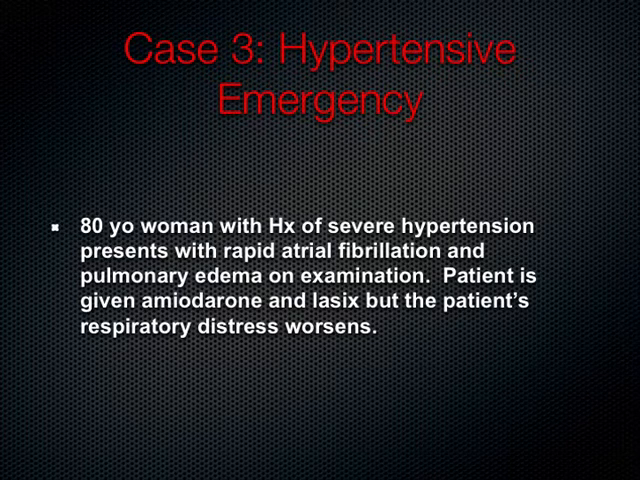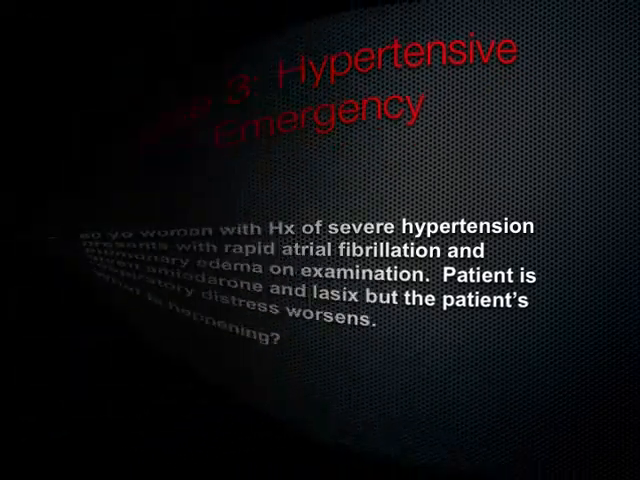Now, the patient was given amiodarone and Lasix in the emergency department, but the patient's respiratory distress just kept on worsening. And so this is a situation in which we really think that the patient has something going on with their heart, because obviously we're trying medications that work on the heart like amiodarone. We're not sure what the fluid status is. We're trying to get rid of some of the fluid by giving Lasix. The blood pressure is really, really high, and in these situations, we really need to look at the heart to find out what the heck is going on.